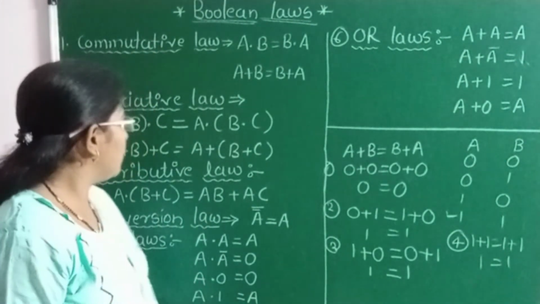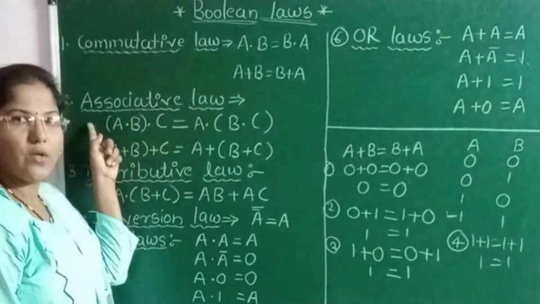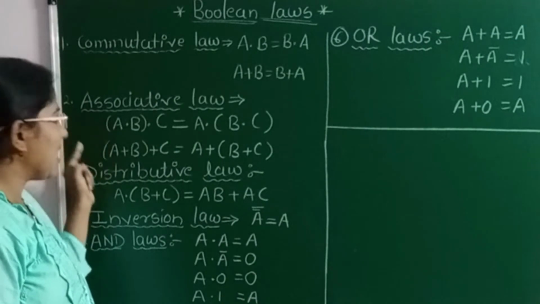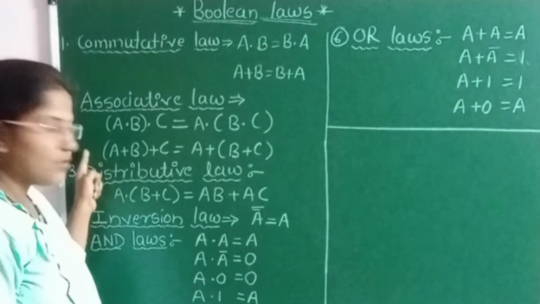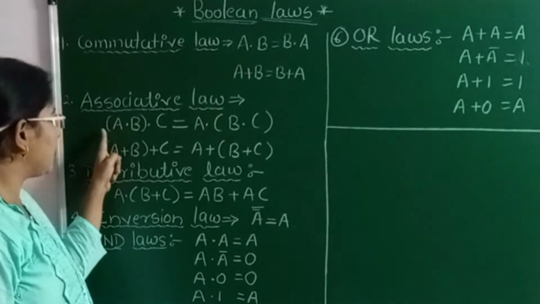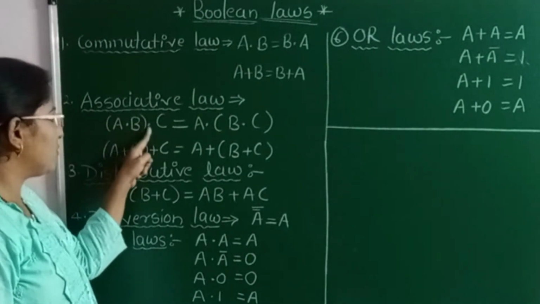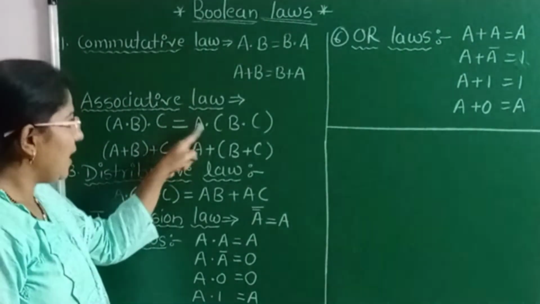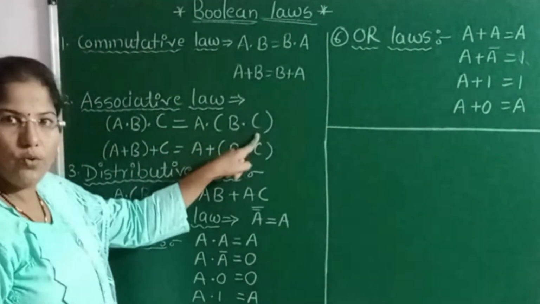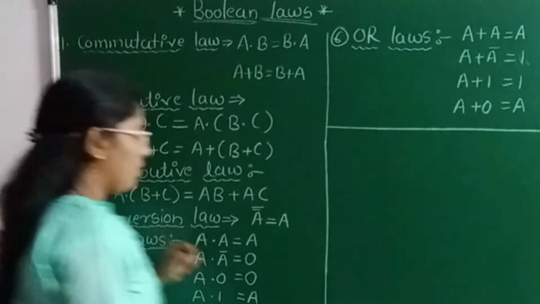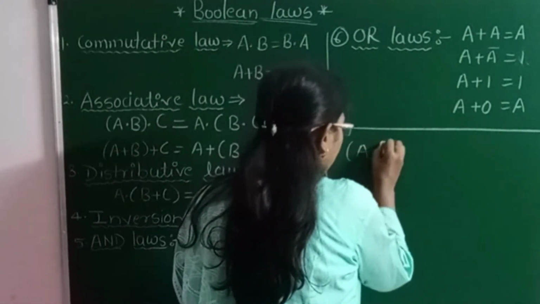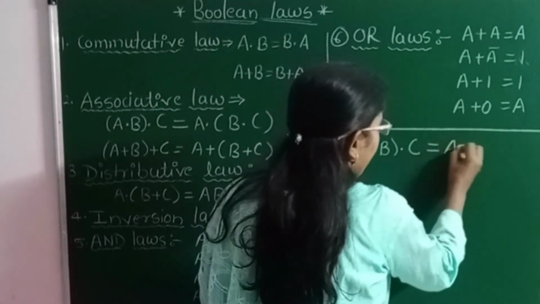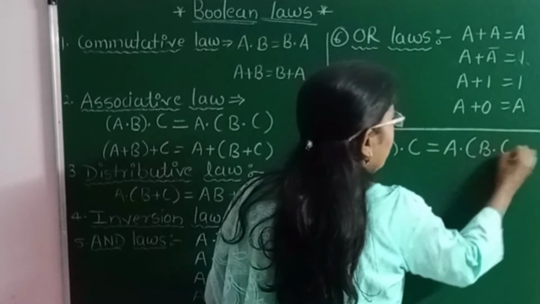So now we will move to the next, the associative law, for the AND operator as well as for the OR operator. So for the AND operator, it is in the bracket A into B, outside the bracket multiply with C, equal to A into bracket B into C. So I will consider the first law, that is, in bracket A into B, outside the bracket multiply with C, equal to A into bracket B into C.